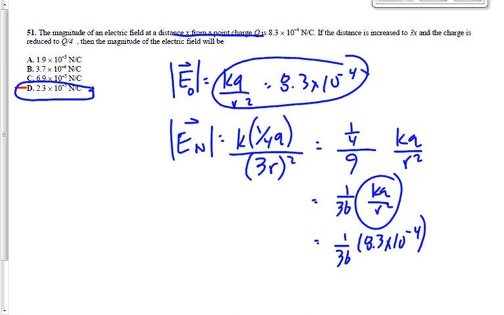Remember, the equation isn't really kq over r squared. It's the constant times the charge divided by the distance squared, not r squared, distance squared. We just represented it by r squared. Now we're representing it by 3r squared, so it becomes 9 on the bottom. All right?